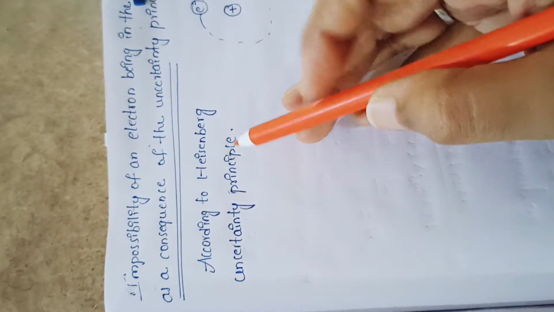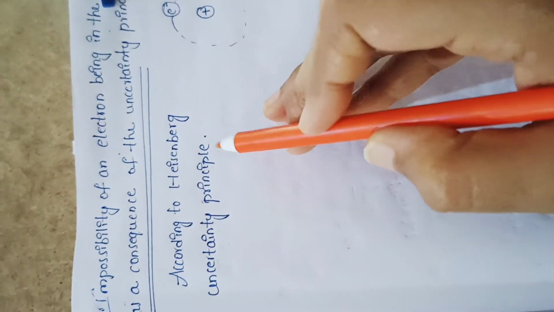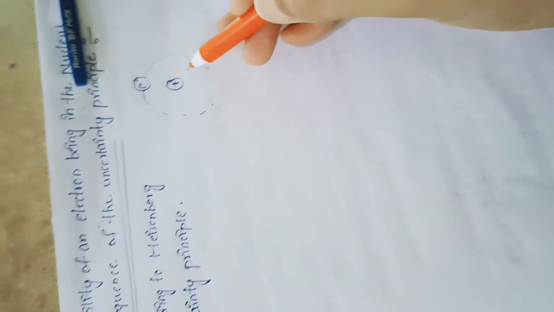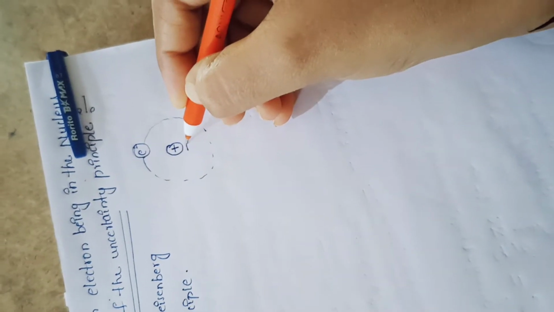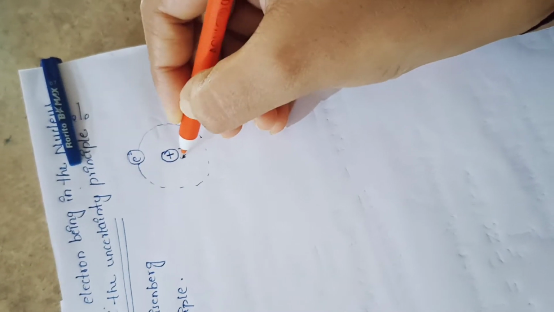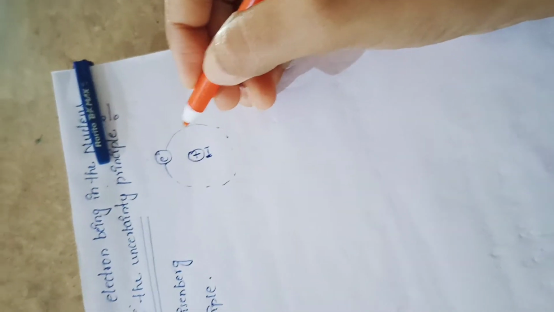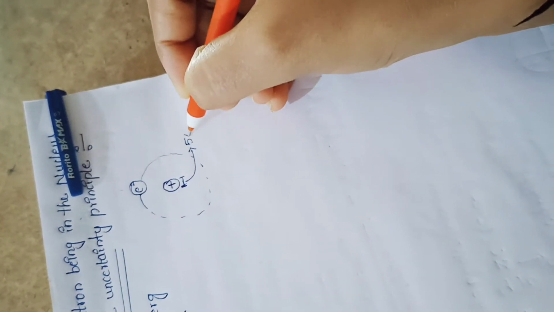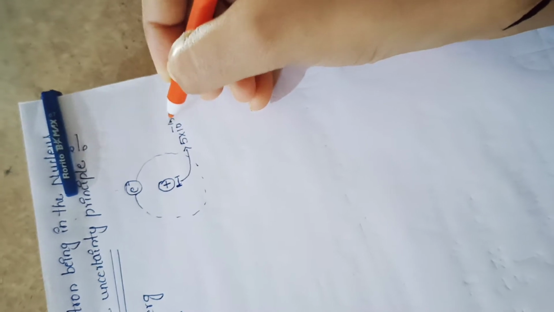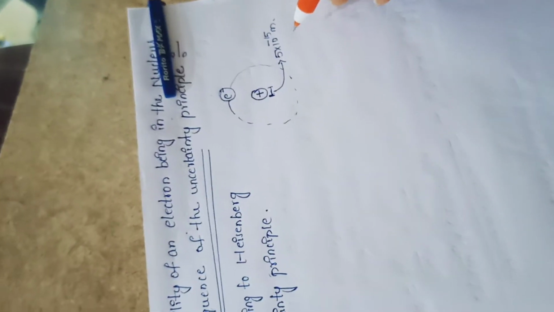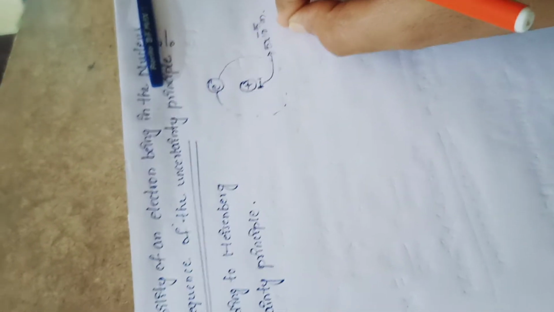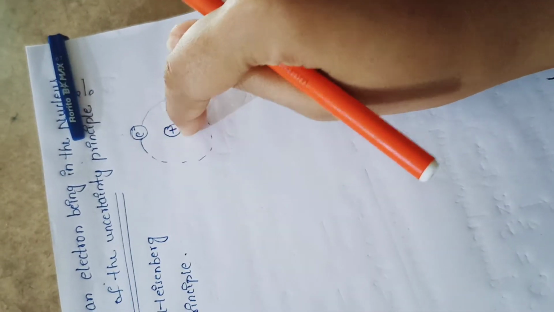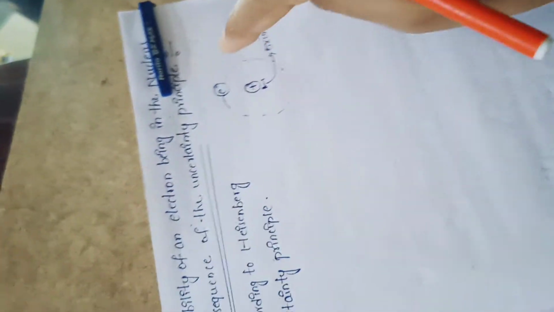According to the Heisenberg uncertainty principle, he proved that electrons do not exist inside the nucleus because the radius of the nucleus is very small when compared to the electron. For example, according to Heisenberg, the radius of the nucleus is 5 into 10 to the power of minus 15 meters. The size of the nucleus is very small compared to the electron. That is why electrons do not exist inside the nucleus.